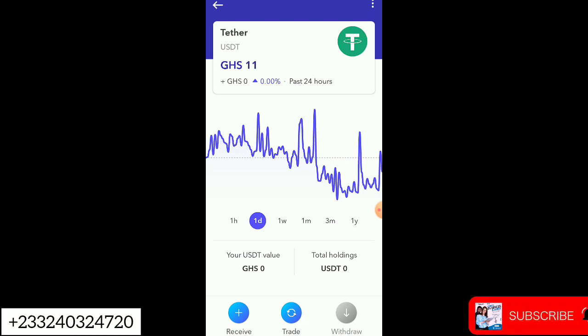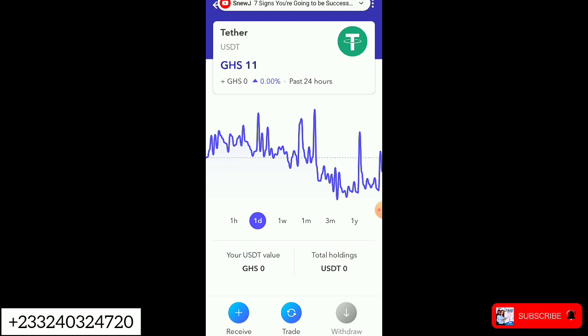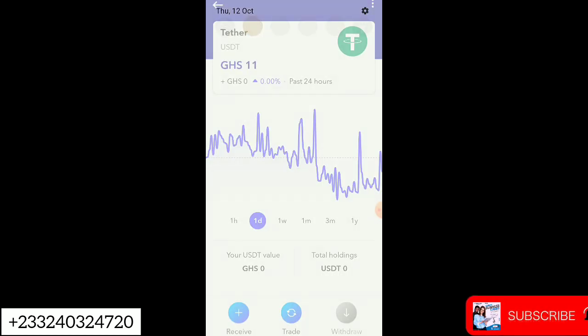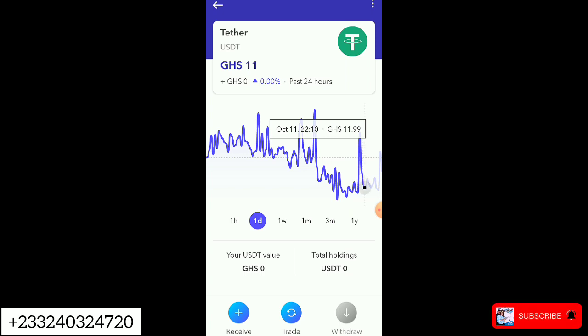So first of all, this is how you can make money over here. We are trying to grow our 100 cedis account, so we can wait and study the chart. You see, it was 12. Let's check the date, 11th. That's yesterday. It was 12, and it came down to 11.9. So every day it was growing, decreasing, growing, decreasing. So the probability for it to go to 12 again, or even 12.5, is high.